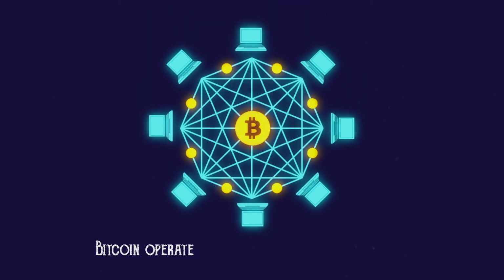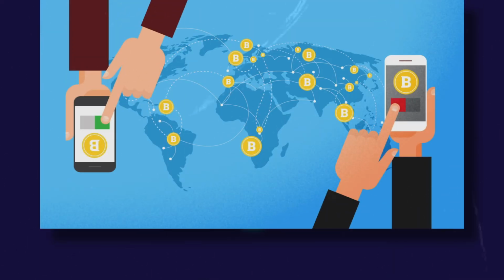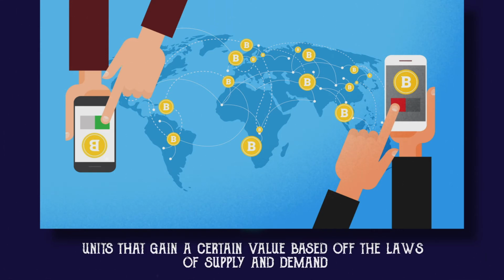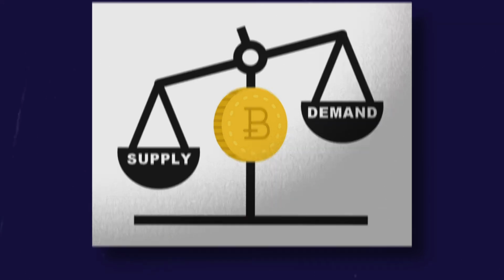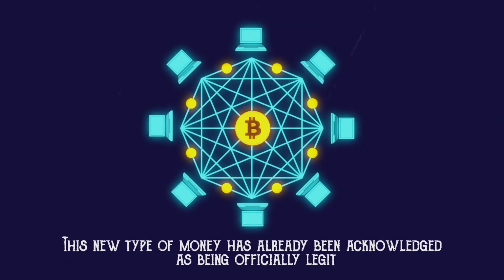As you know, Bitcoin operates within a blockchain network. It is in fact the first application of this technology, which is a transfer of value as money. People can send coins to one another via this network in the form of digital units. Units that can gain a certain value based on the laws of supply and demand. The more demand, the higher the price. In other words, a new way of working with money. This new type of money has already been acknowledged and is officially legit worldwide.